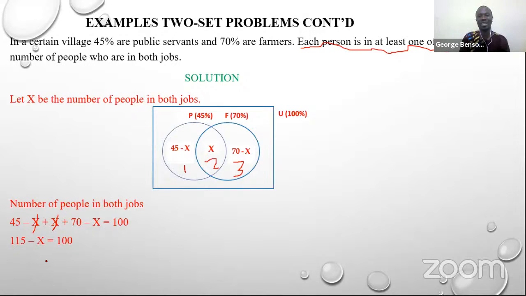And like it happened in the first case, we will subtract 100 from both sides, and we will add X to both sides. So if you like, the 100 will cross the equal sign to this side to be negative, then the X will cross the equal sign to this side to be positive. So essentially, we're going to have 115 minus 100, like we did in the first case, which will be equal to X.